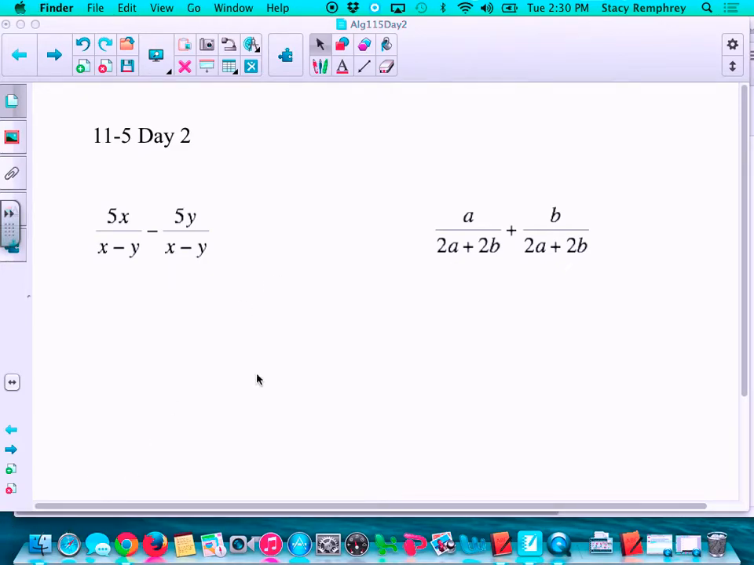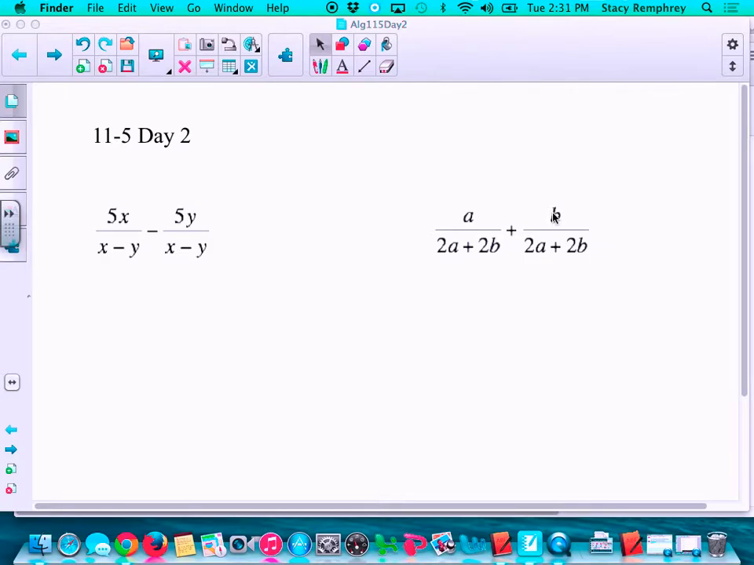All right, we are looking now at 11.5, day 2. The same idea we did before, we're looking at common denominators. So when you look at this first problem here, you see they both have a common denominator of x minus y. So you don't need to do any extra work there, but there is some simplifying.